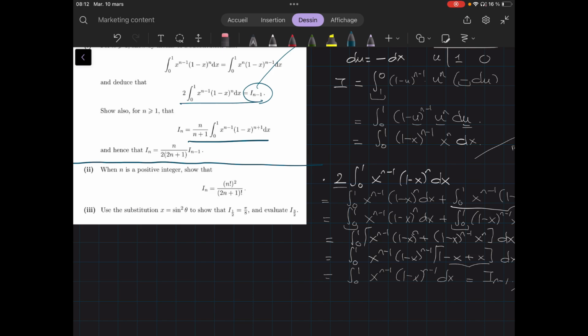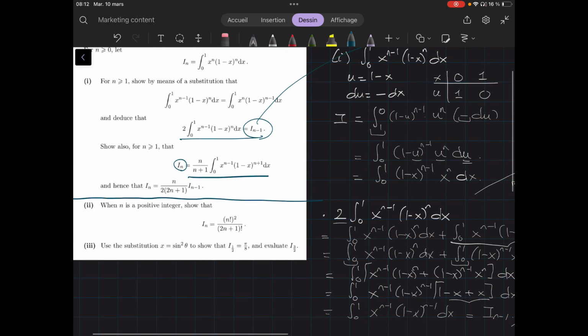Now, notice that in I of n, we have powers n and n. On the right hand side, we have powers n minus 1 and n plus 1. That means you have to differentiate one part and integrate another part. This means that you will be using integration by parts. On the IB exam, they will give you a bit more of a hint, but you should be able to draw that connection yourself.